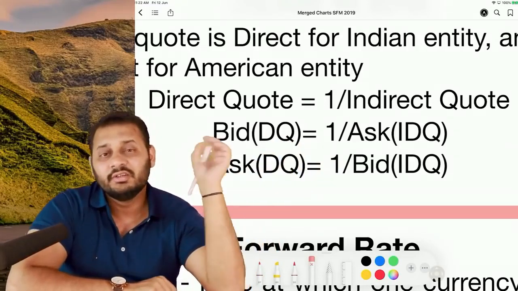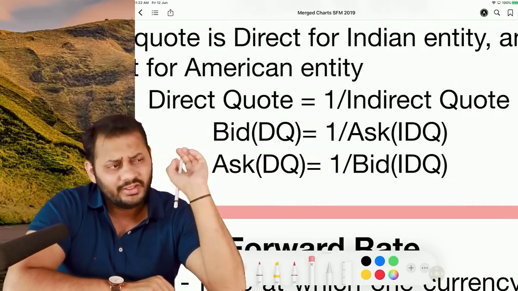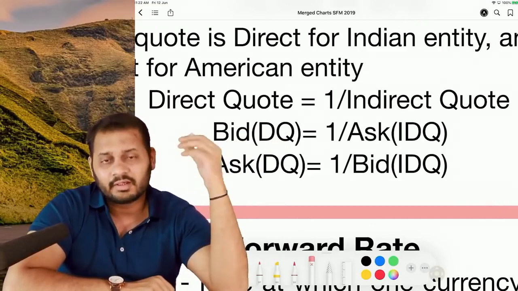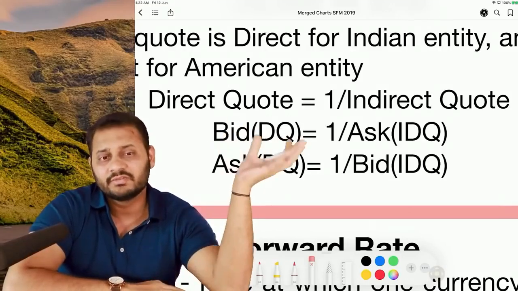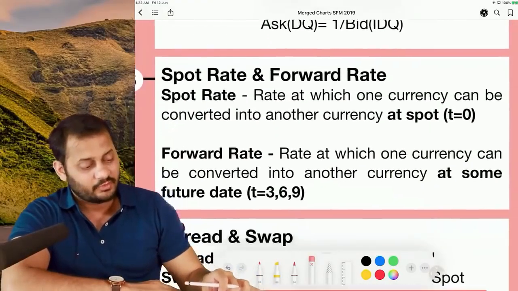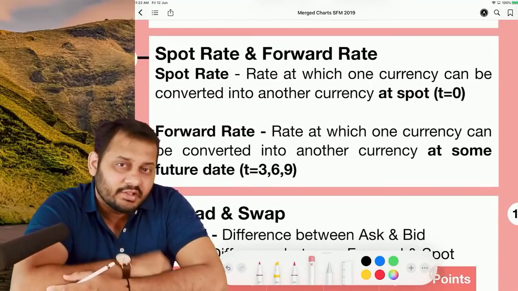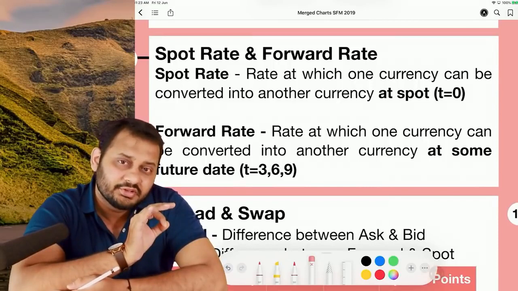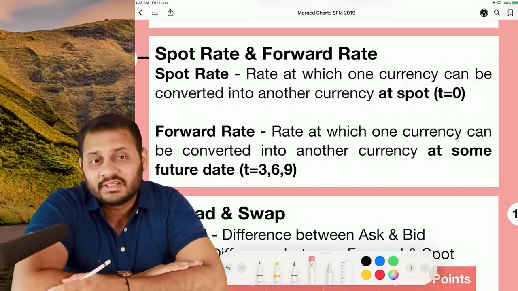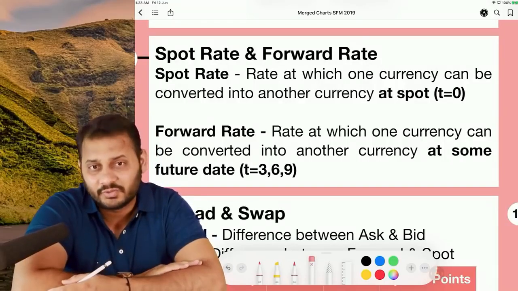This is useful in cross rate calculation. I think only there this is useful. There are a couple of more questions also, but most of the time this will be useful in cross rate calculation. Then comes the spot rate and forward rate. Do you understand the meaning of spot rate and forward rate? Spot rate is the rate at which one currency can be converted into another currency today itself, at time 0.